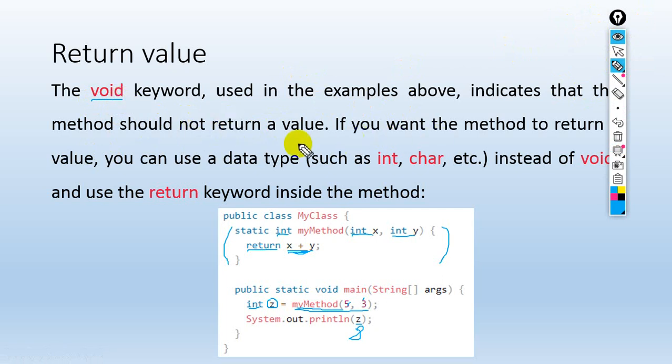If you want the method to return a value, you can use a data type such as integer, char, float, double, string, boolean, any data type right here instead of void, and use the return keyword inside the method.